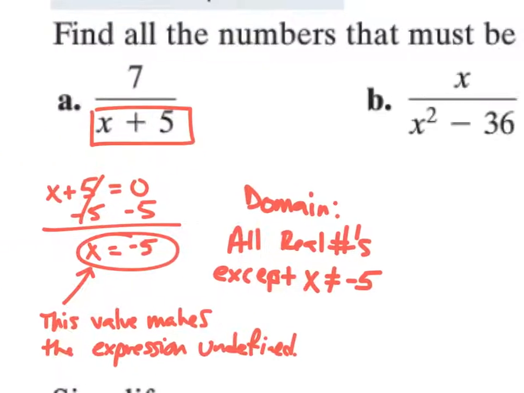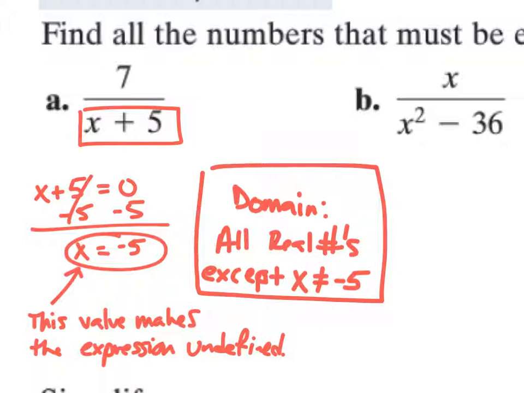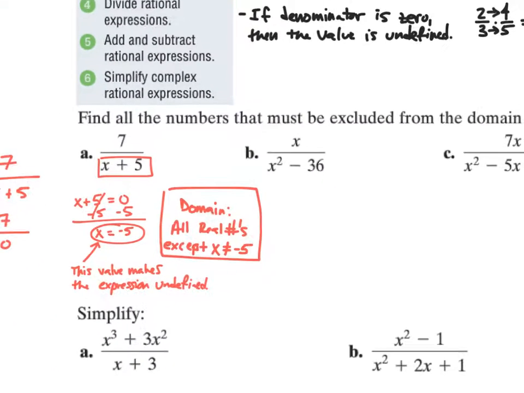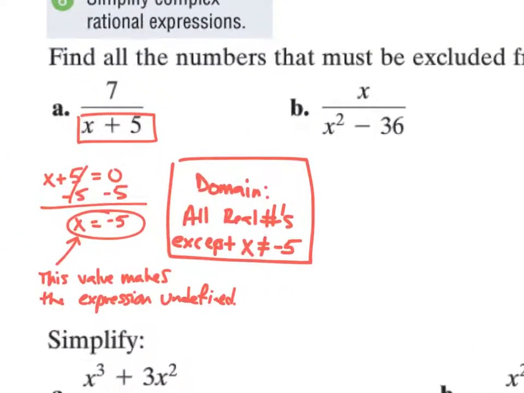All right, otherwise, I could plug in any other number into that expression and we'll get another value, okay? So that's the idea of how you want to figure those out. So for the final numbers that must be excluded from the domain of each rational expression, all you do is set your denominator equal to 0 and solve for x, okay?